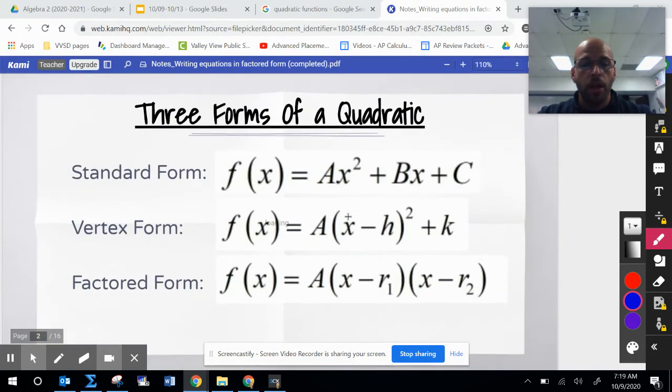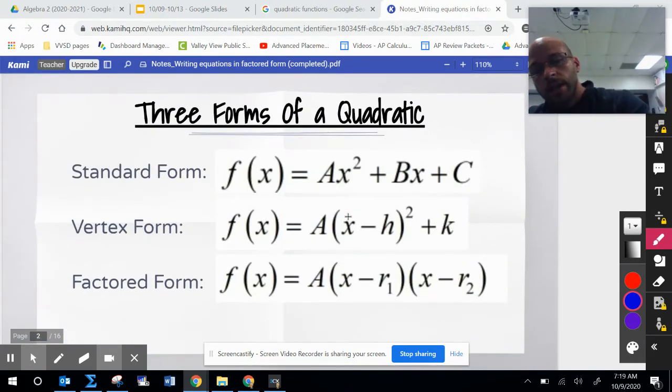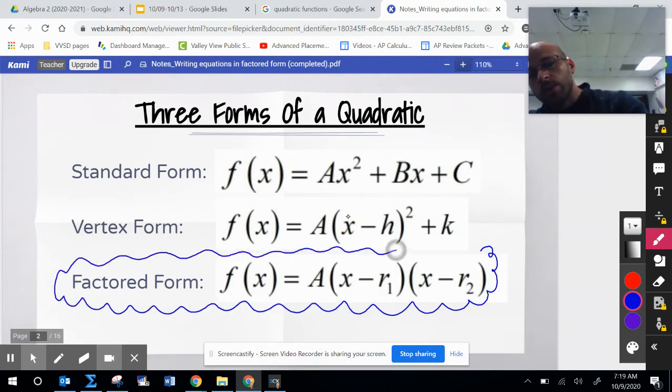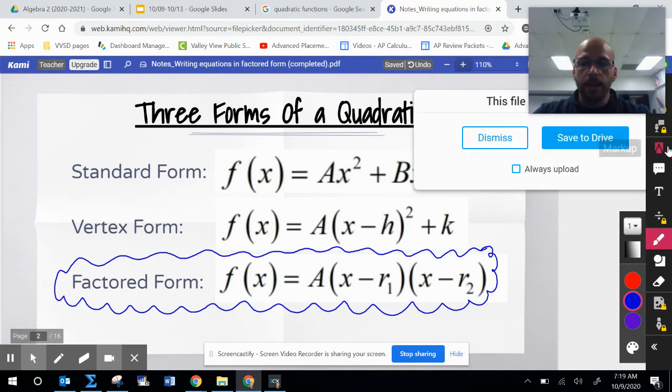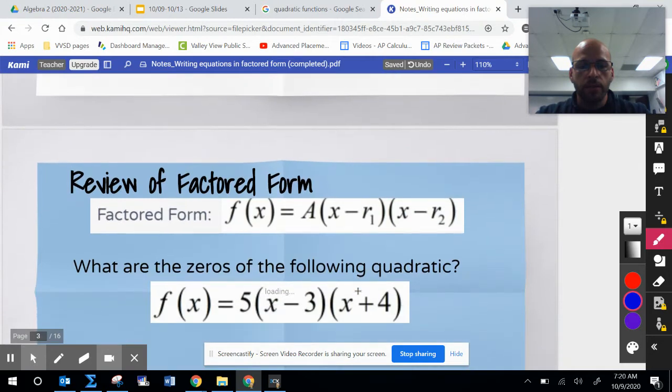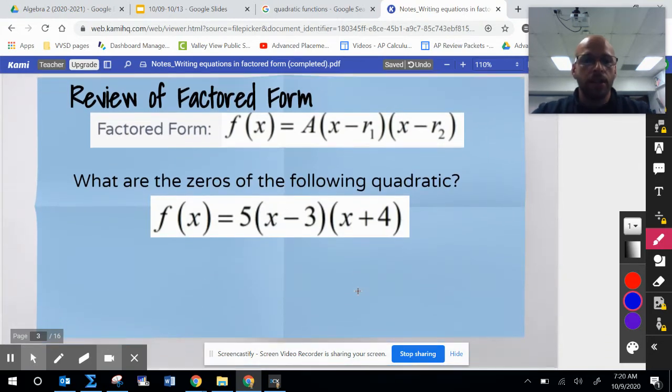Okay. So we have three forms of a quadratic. Today we are going to focus on factored form. So this is what factored form looks like. It's when you have those two groupings, right? So a times x minus a value, and then I have a second grouping of x times a value. All right. So we're going to go through this. This is kind of what information is given here.